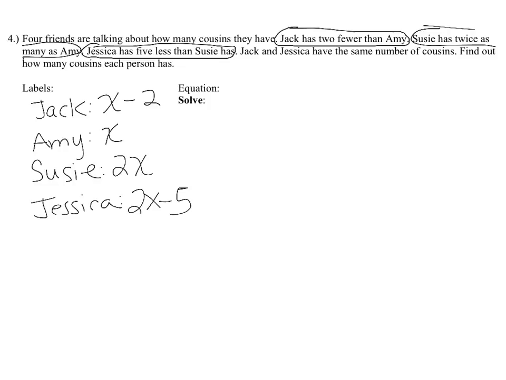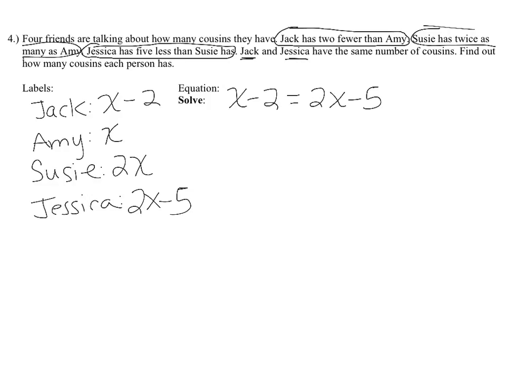All right. Now, the next sentence says that Jack and Jessica have the same number of cousins. So it doesn't give me a sum of all the cousins, right? It just says that Jack and Jessica have the same number of cousins. Well, that's easy then. Our equation is going to be Jack, who is X minus 2 cousins, will equal Jessica, who has 2X minus 5 cousins. Right? Because X minus 2 represents how many cousins Jack has, and 2X minus 5 represents how many cousins Jessica has. They have the same amount of cousins, so I make those expressions equal to each other.